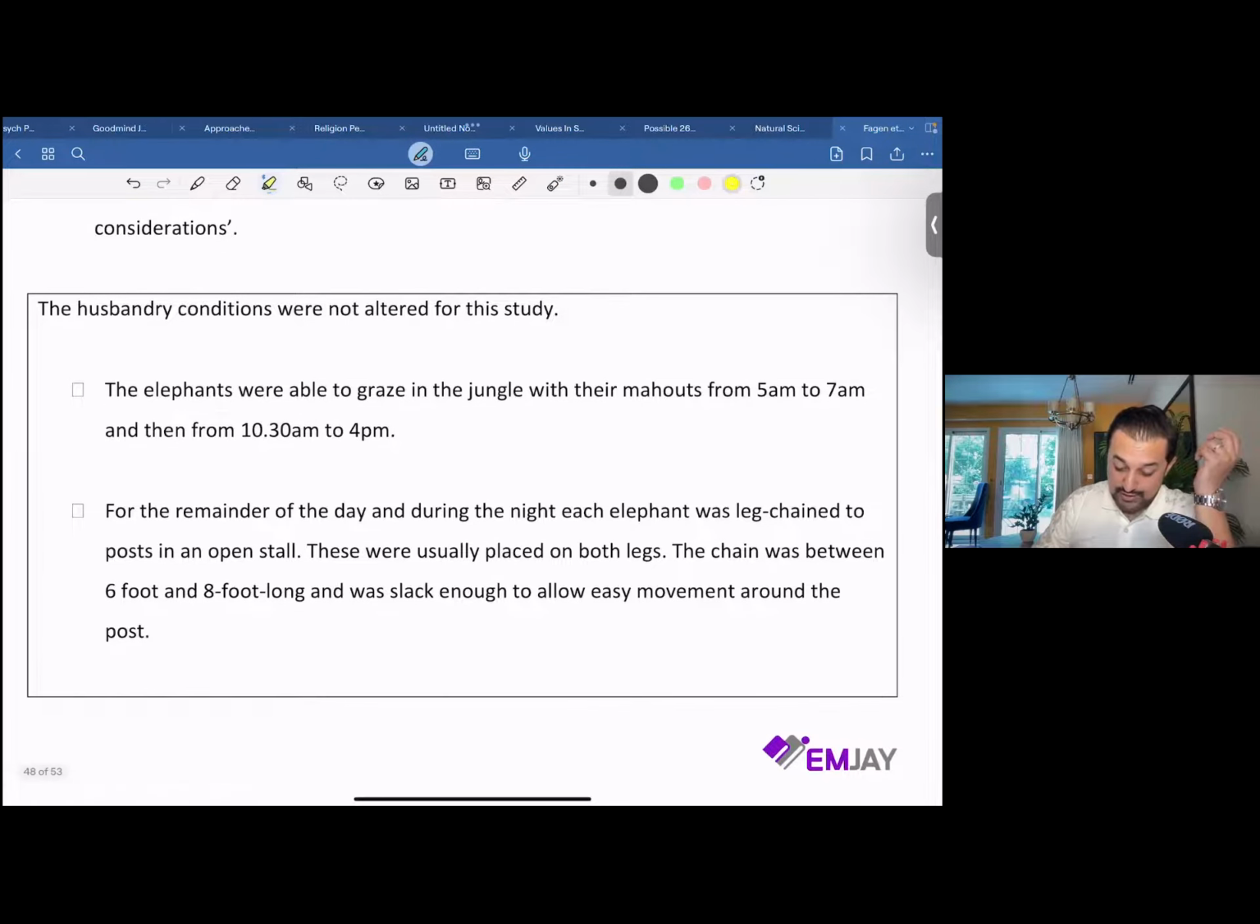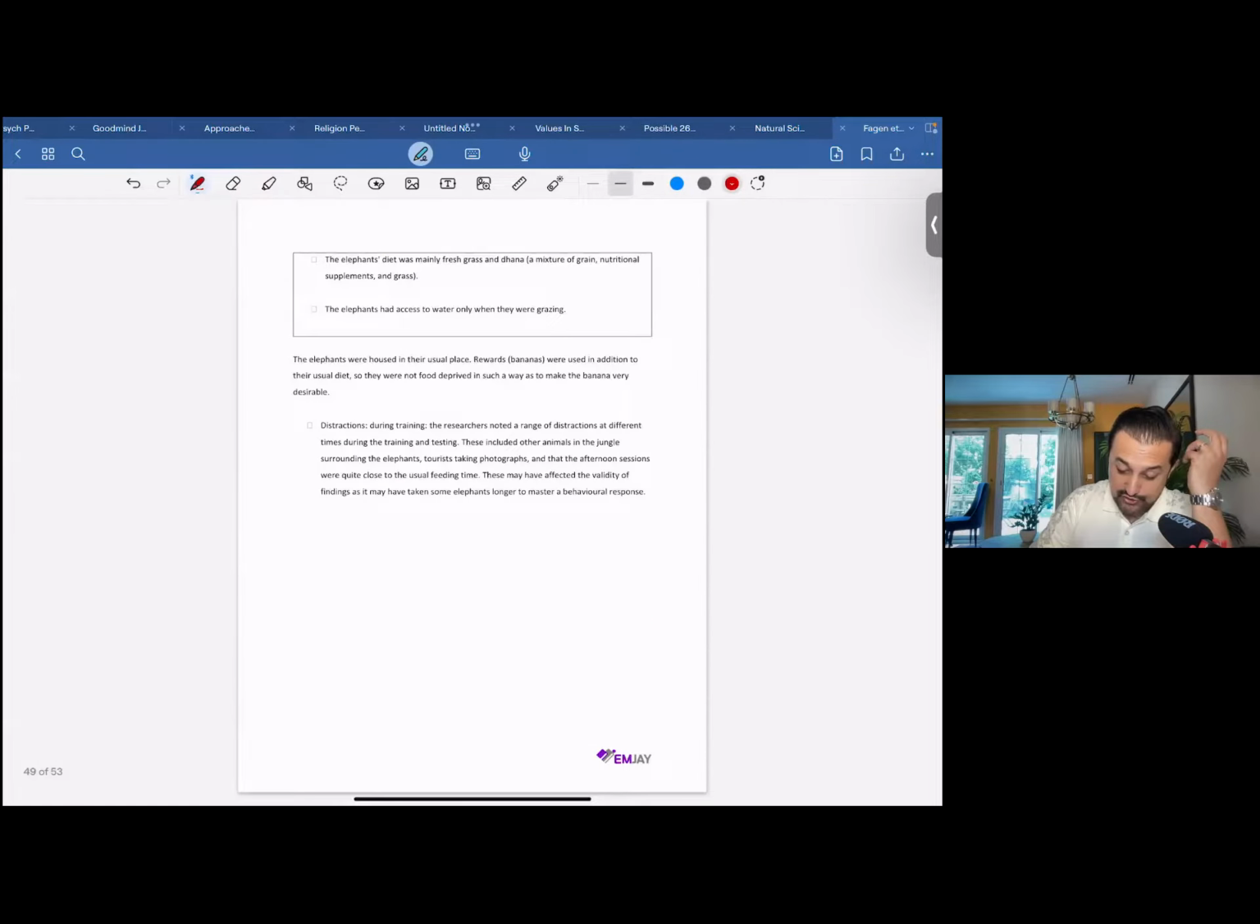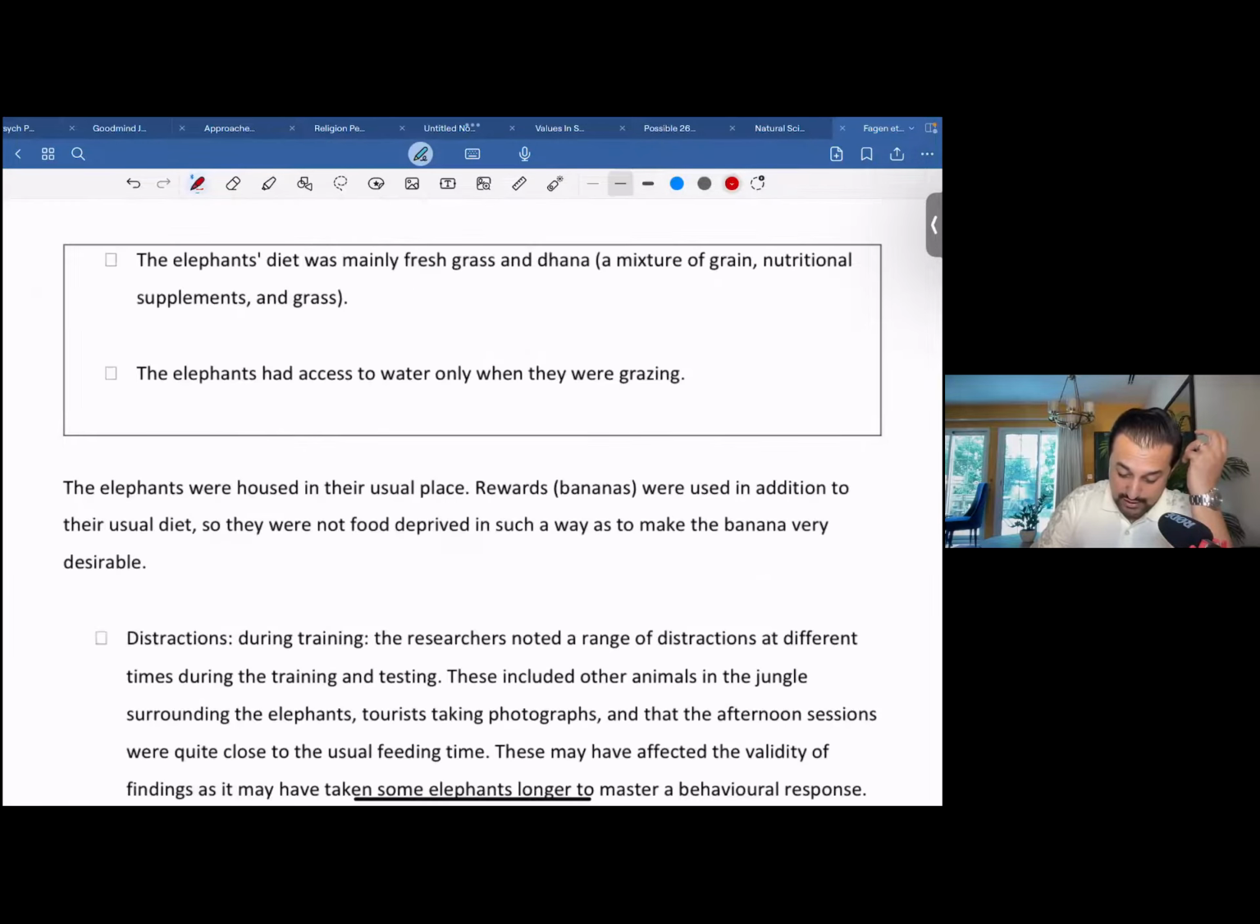The elephants were able to graze in the jungle. This is a good thing, with the mahouts from about 5 a.m. to 7 a.m. and then 10:30 a.m. to 4 p.m. And the husbandry conditions were not altered, which is again a strength. This is a strength too. For the remainder of the day and during the night, each elephant was leg chained, post in an open stall. These were usually placed on both legs. The chains were between 6 and 8 feet long and slack enough to allow easy movement around the post. This again could be an advantage over here. The elephants' diet was mainly fresh grass and dana, which is again an advantage.